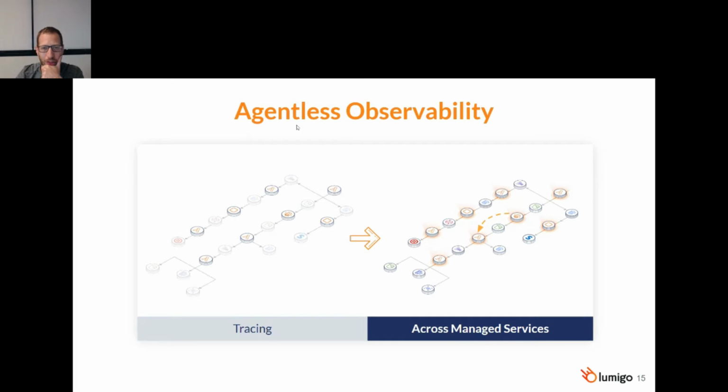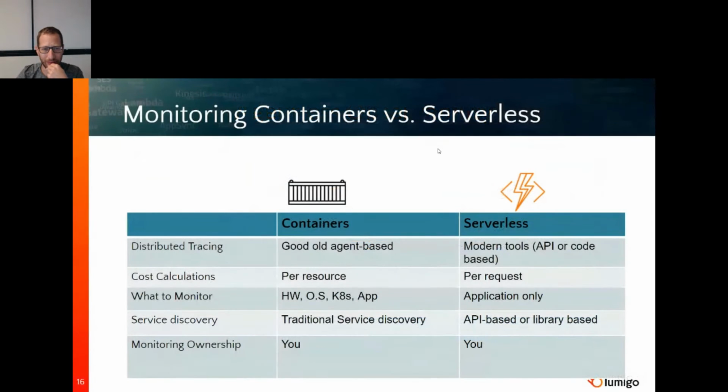So I call it agentless observability, and I'll give a couple of examples a bit later. To summarize the monitoring, there are some things to highlight. One, we're talking about Kubernetes, and specifically containers versus serverless. Distributed tracing is a must as long as you have more than a few thousand requests every minute.